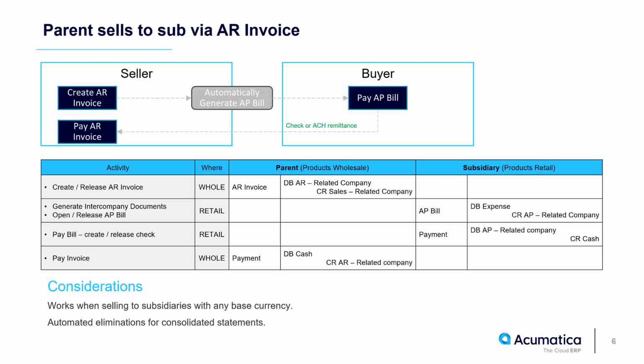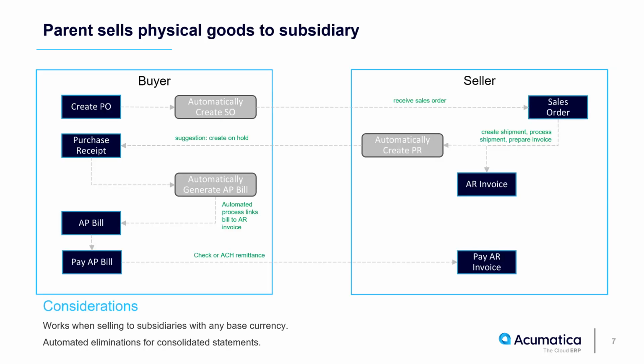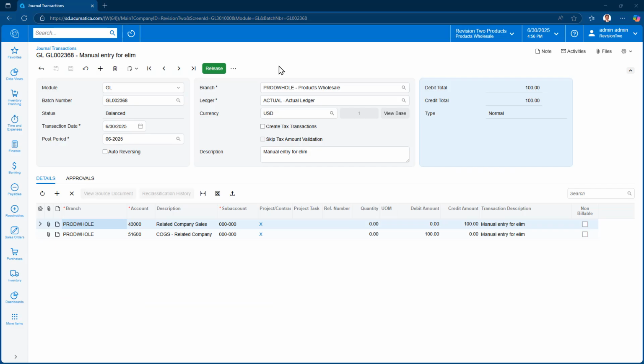Acumatica allows entities to buy and sell directly from one another through a typical customer-vendor relationship. After creating the AR invoice, the system automatically creates an AP bill and links them. The process also works with physical goods. I'll demonstrate this along with eliminations.